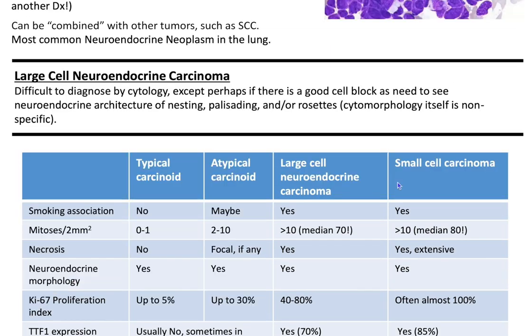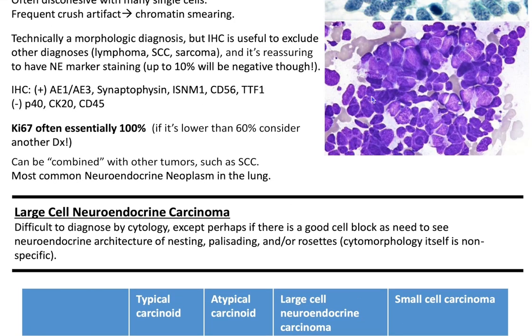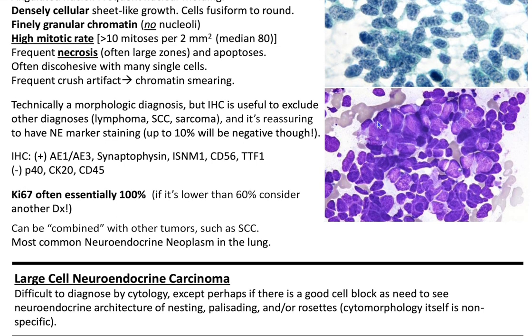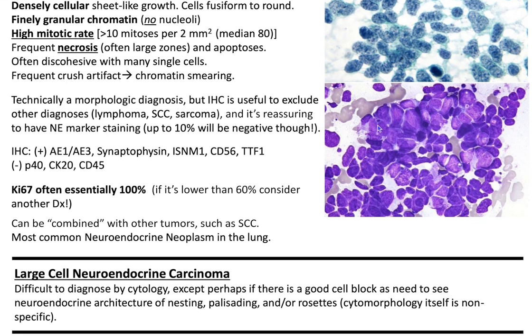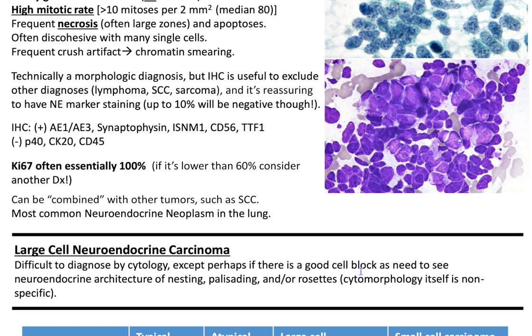Your large cell neuroendocrine carcinoma will be difficult to diagnose by cytology, except if there's a good cell block, as you need to see the neuroendocrine architecture of nesting, palisading, and rosettes. Cytologically, compared to small cell carcinoma, they'll be larger generally than your small cell, around 4 times the size of a lymphocyte. They'll often have more cytoplasm than your small cell carcinoma, and they'll have prominent nucleoli or multiple nucleoli. And on PAP, the salt and pepper is more like Himalayan salt and pepper.